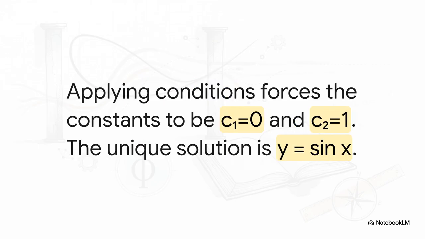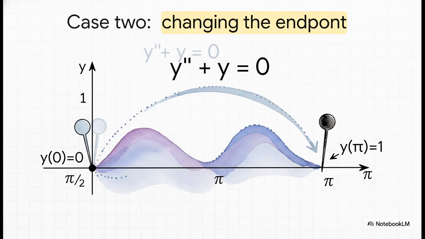So, when we plug in those conditions, the first one, y of 0 equals 0, immediately makes our cosine term vanish. Then the second one, y of pi over 2 equals 1, forces the number in front of our sine term to be exactly 1. And that leaves us with one and only one possible answer, y equals sine of x. Super clean, super simple. Now, let's look at case 2.